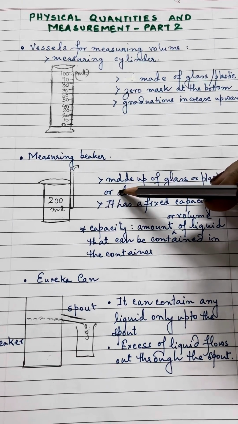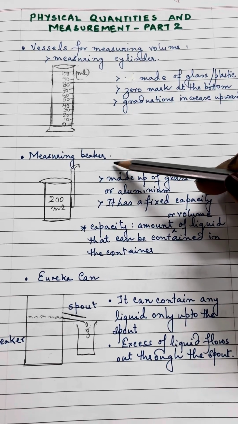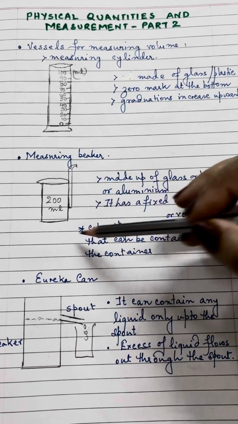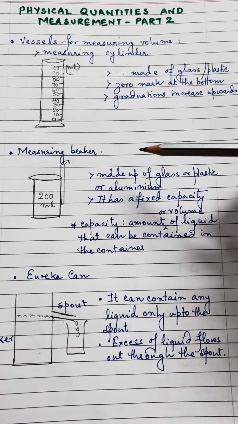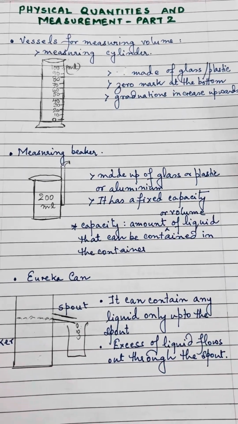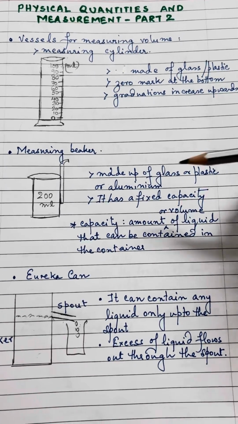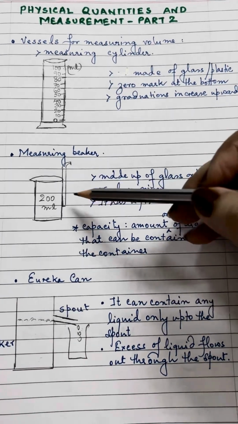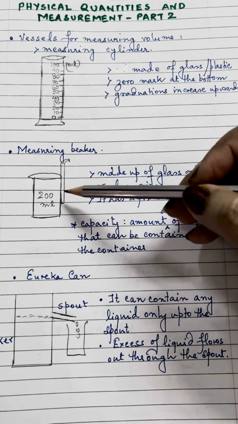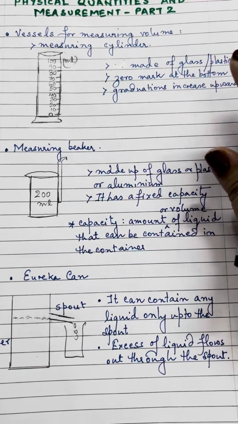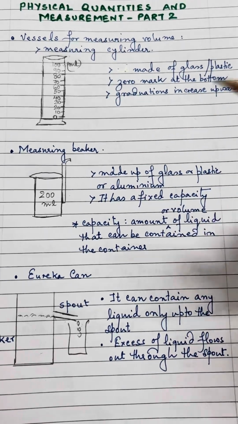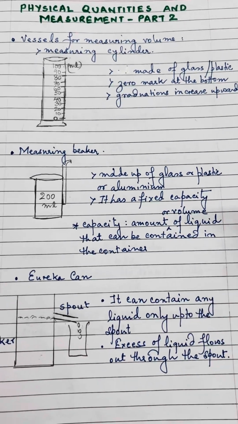This is how your measuring beaker looks. This is our second vessel for measuring volume. Generally the milkmen who give us loose milk come to our places and measure the milk with the help of a measuring beaker. Now the measuring beaker has a fixed capacity. It cannot hold liquid beyond a certain capacity.